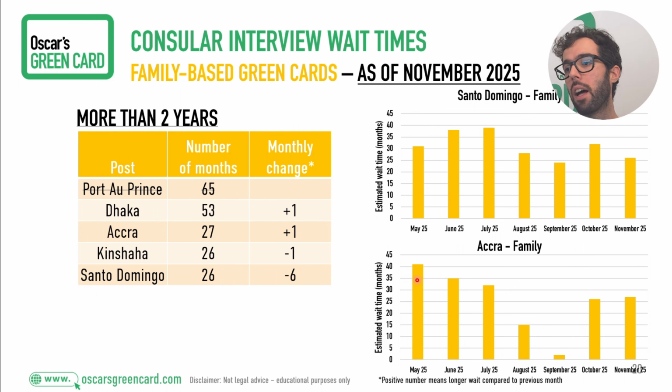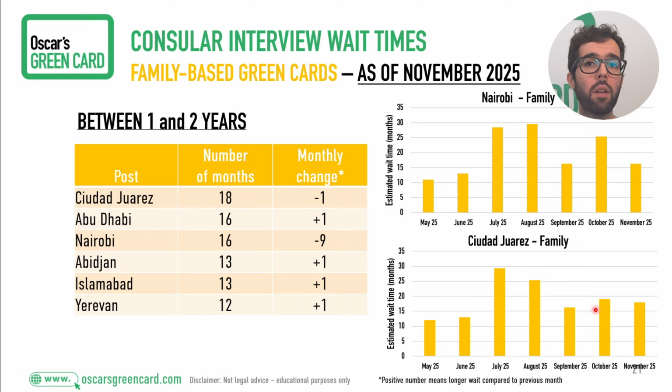And we have Accra that started the period with 40 months of wait time. Then it went all the way down to almost 0 in September, and now is back to around those 25 months of wait time. Between 1 and 2 years, we have Ciudad Juarez with 18, Abu Dhabi and Nairobi with 16, Abidjan and Islamabad with 13 each, and Yerevan with 12.